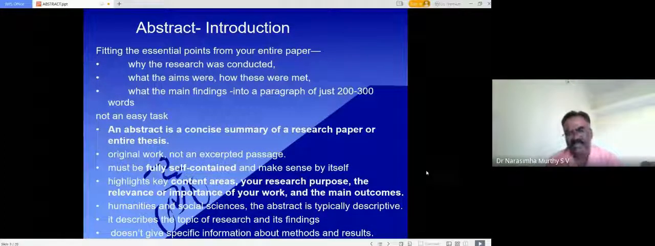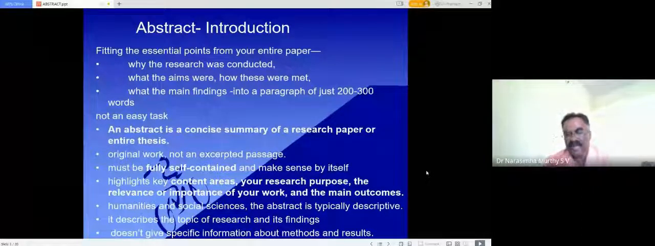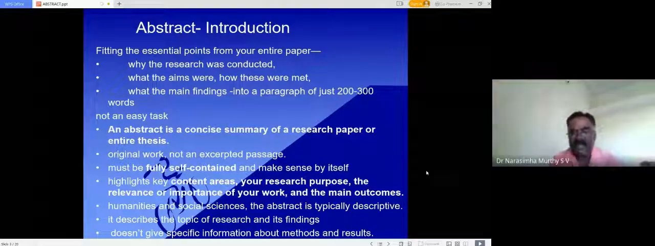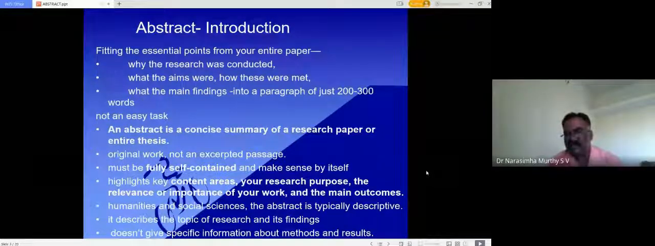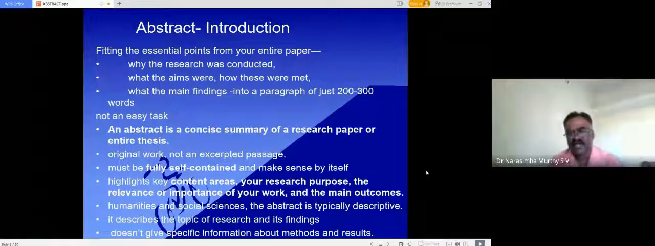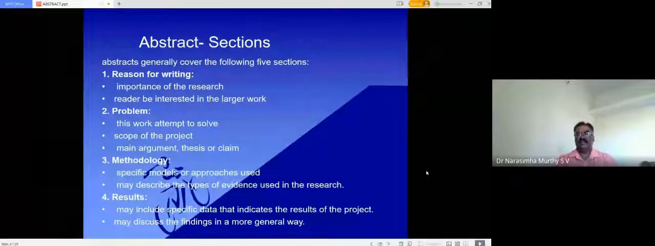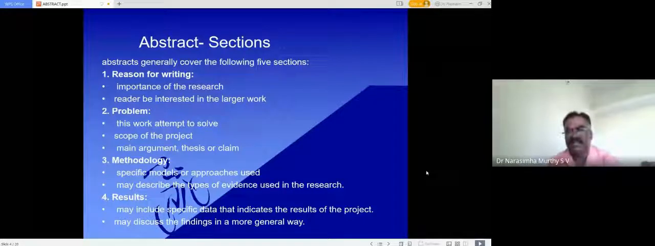In research papers in humanities and social sciences, the abstract is usually descriptive. I'll discuss it a little later, but to begin with, it describes the topic of research and its findings. That is what a descriptive abstract does. It doesn't give much specific information about methods and results. This I feel is very important because most of us are English teachers. When we write a descriptive abstract, we will not give anything particular about methods and results.